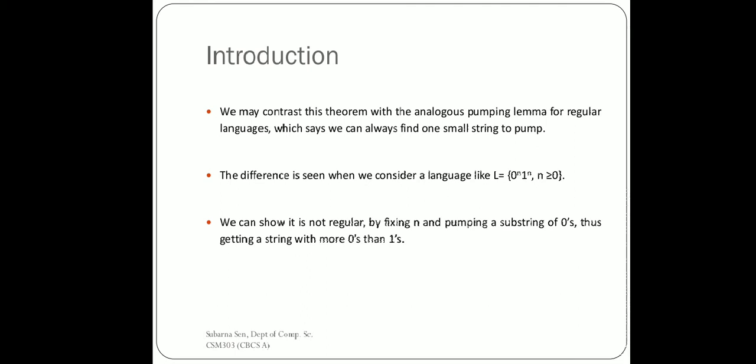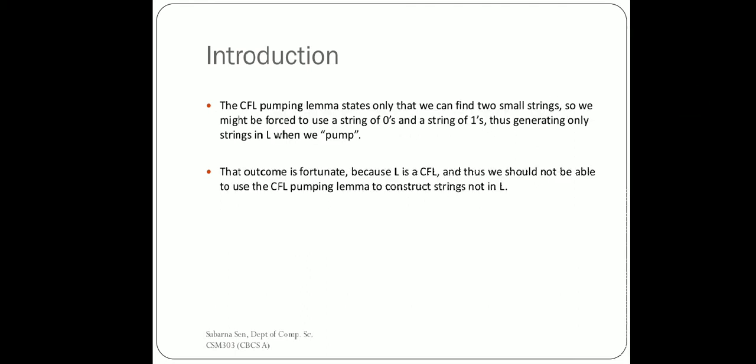But here, for the CFL pumping lemma, we can find two small strings, so we might be forced to use a string of zeros and a string of ones, thus generating only strings in L when we pump, right? If you remember the previous one, we picked a string with fewer zeros and more ones. But here, since we have to pick from two different positions, and you will see in the later slides how we are fixing two different positions, then it will be clear why we are saying that we might be forced to use a string of zeros and a string of ones.